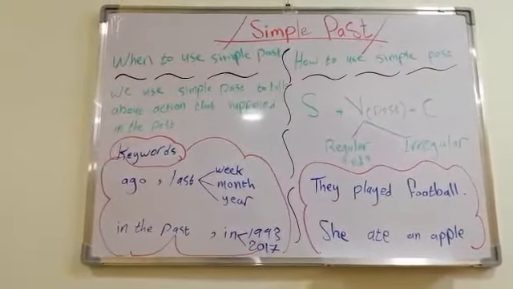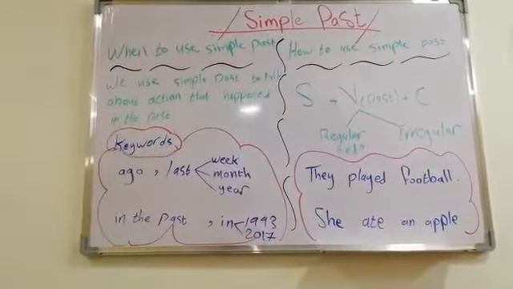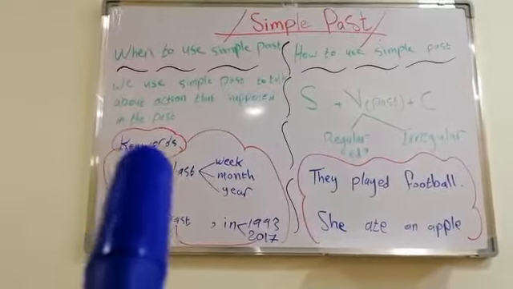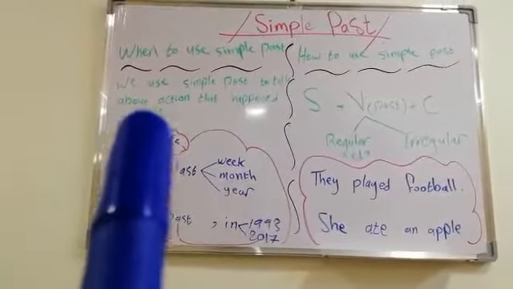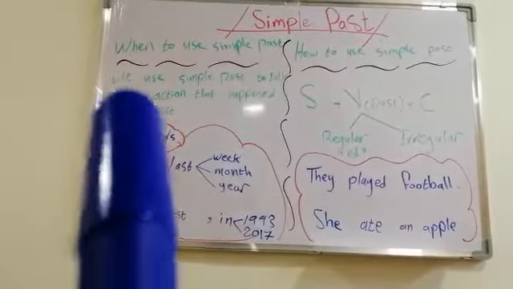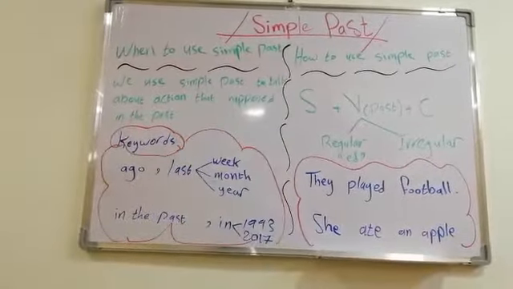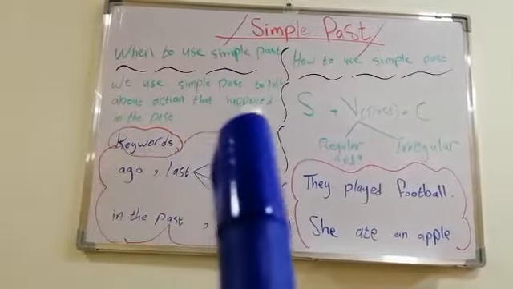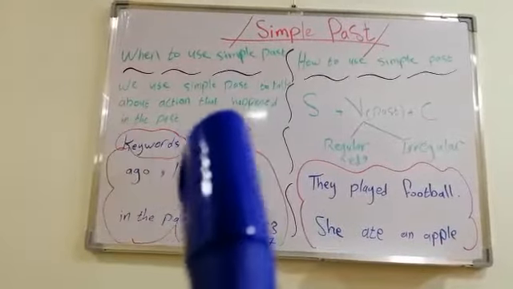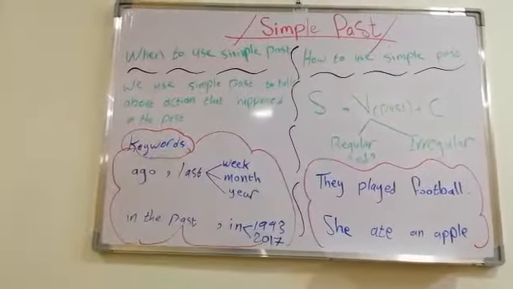So, when to use simple past? We use simple past to talk about actions that happened in the past. Here we have to talk about something that happened in the past, right? حدث في الماضي. We talk about something that happened in the past.